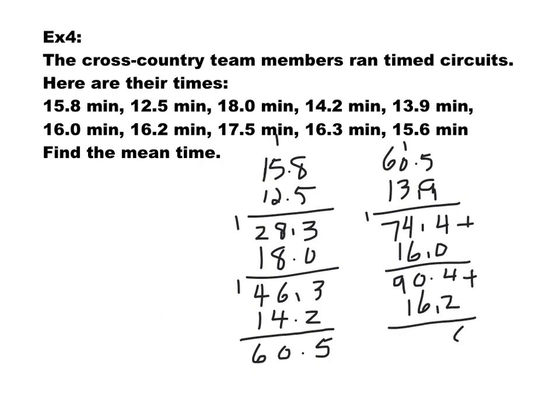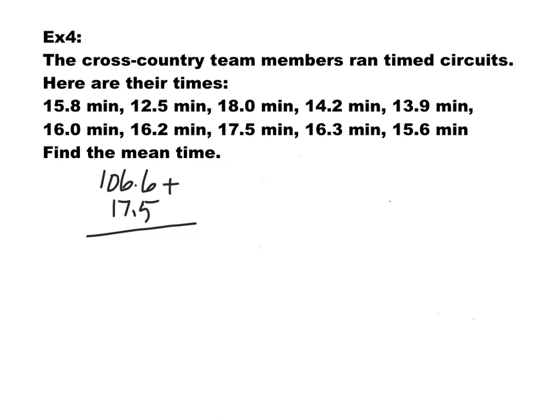So we add 16.2 to it. 4 plus 2 is 6. 0 plus 6 is 6. And 9 plus 1 is 10. So it's 106.6. Now we are going to add 17.5 to 106.6.